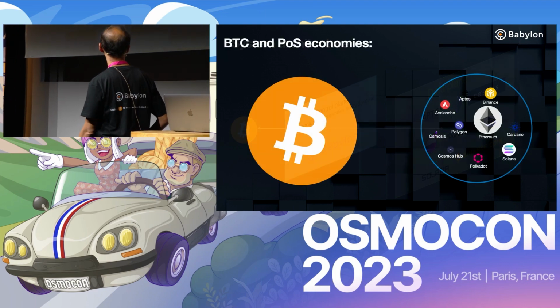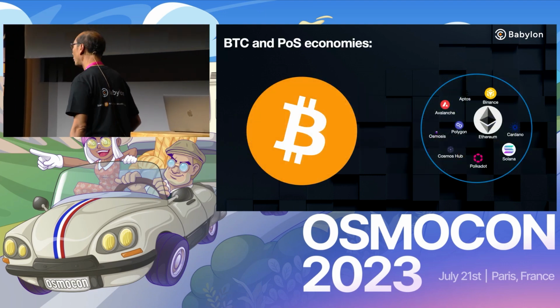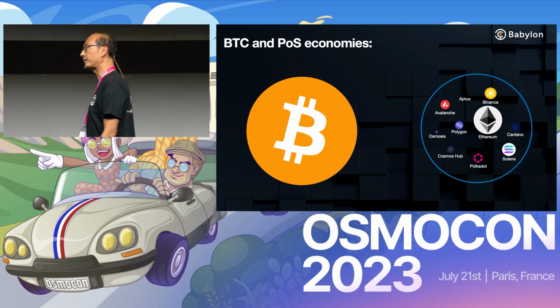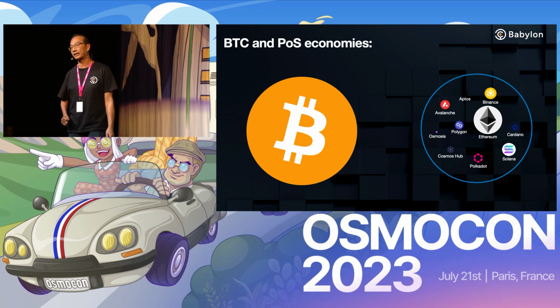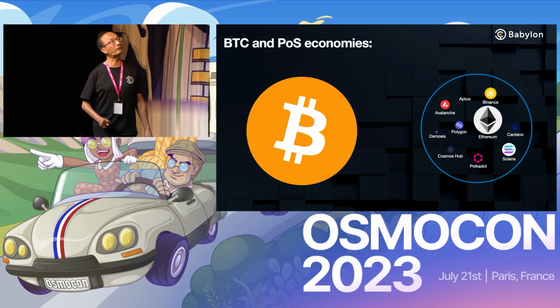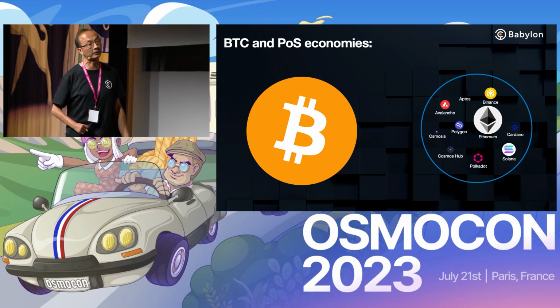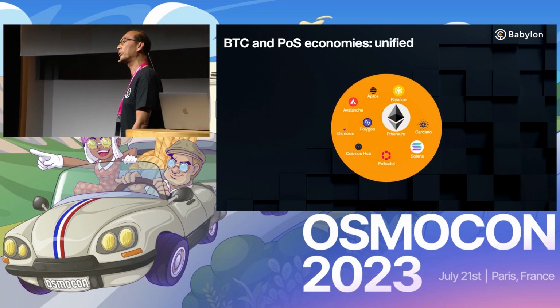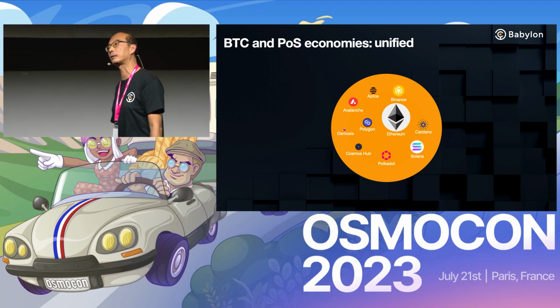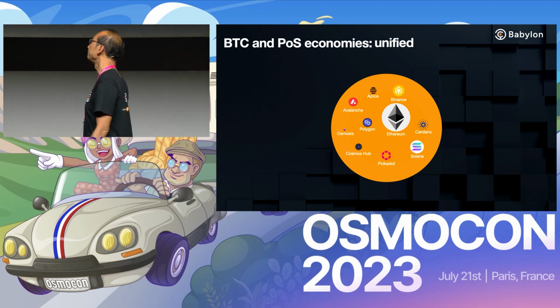So what have we accomplished with this BTC staking? Our accomplishment is essentially that we found a very interesting use case for Bitcoin that is of high value to the proof-of-stake world. So the vision is that we can use this as one way of unifying the two economies, the Bitcoin economy and the proof-of-stake economy.